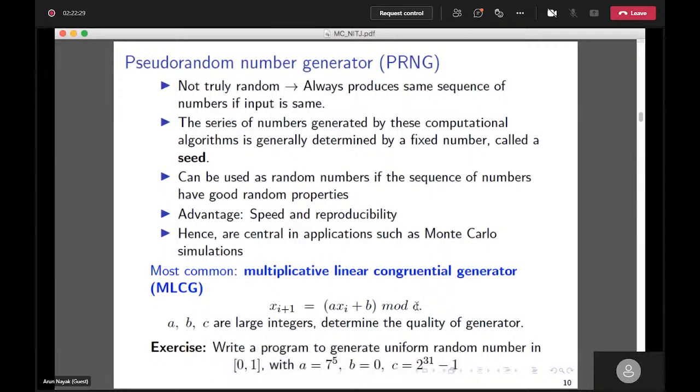So the repetition is very small. That's why you can treat them as random numbers. That's why they are called pseudo random numbers, not truly random. But they behave almost like random numbers. Every time you start with the same seed, you will get the same sequence of numbers. So if you want to get a new sequence, you should start with a new seed.